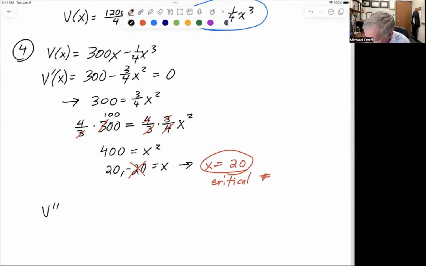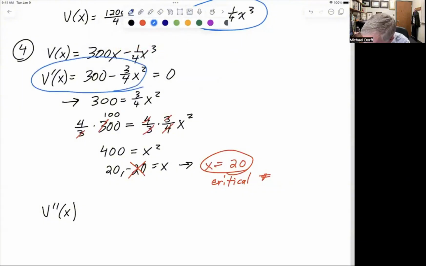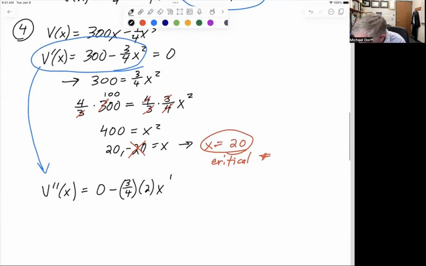So I take the second derivative. In doing that, we go back to the first derivative. Here was the first derivative. So I'm going to take the derivative of that to get the second derivative. The derivative of 300 would be 0. Then I've got minus 3/4 times 2x to the first. So that's going to equal minus 3/2 x.